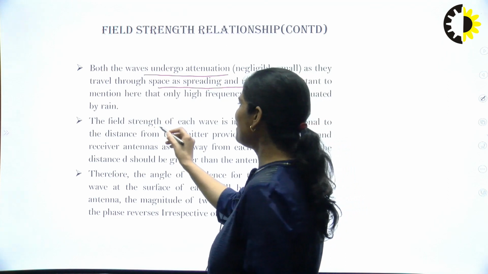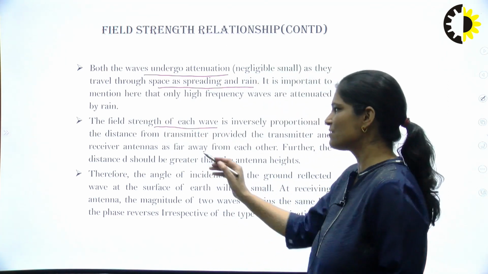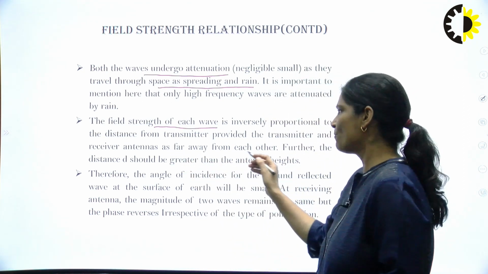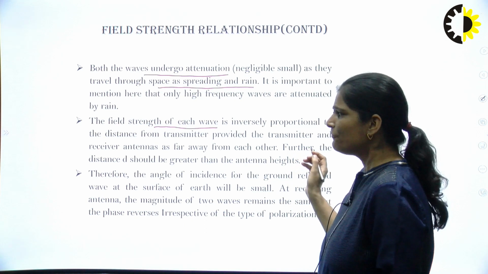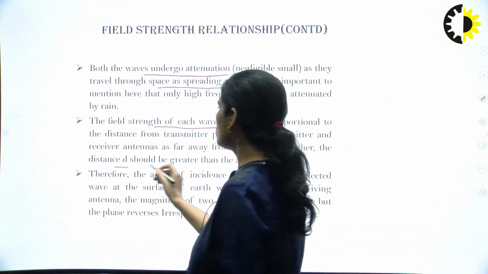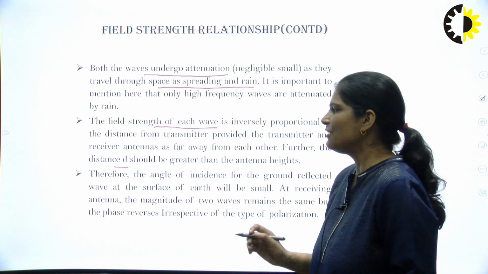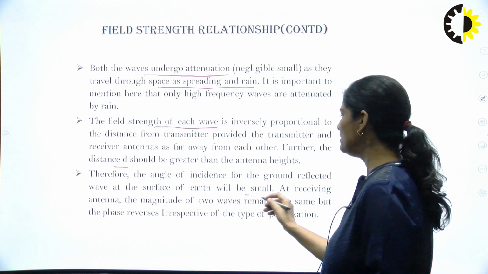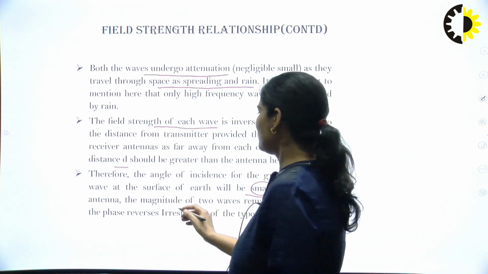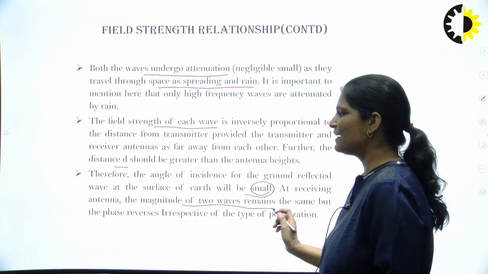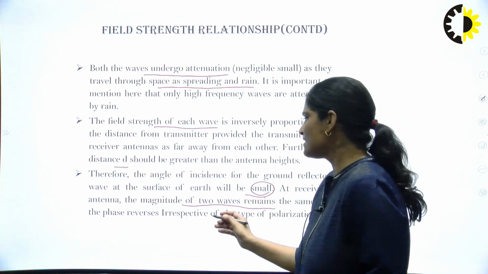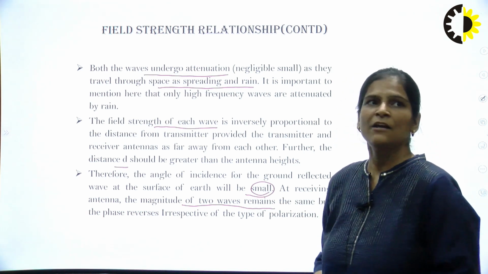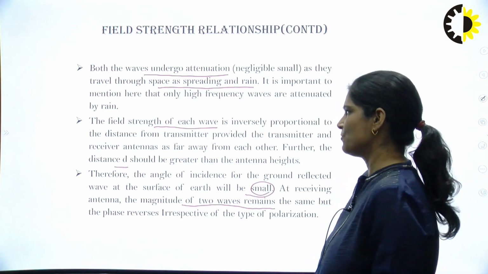Now the field strength of each wave is inversely proportional to the distance from the transmitter, provided the transmitter and receiver antennas are far from each other. Further, the distance d should be greater than the antenna's height. Therefore, the angle of incidence of the ground reflected wave at the surface of the earth will be small. At the receiver antenna, the magnitude of the two waves remains the same, but the phase reverses irrespective of the type of polarization. So these are the points we have to consider when we are studying the field strength relationship.